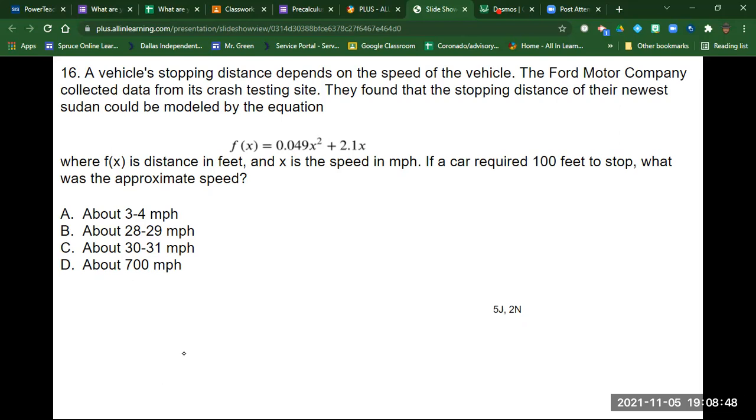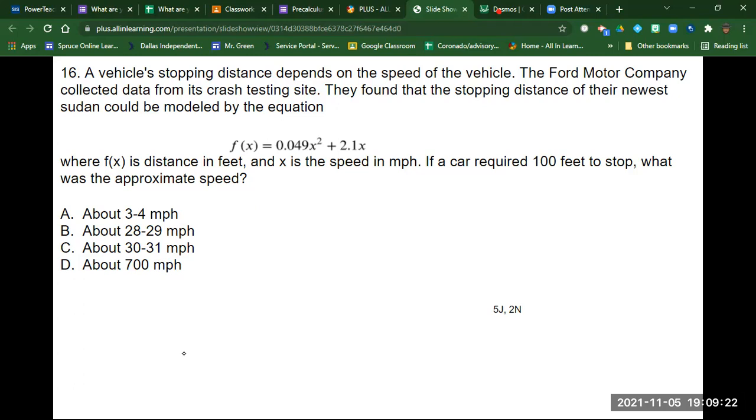Let's go to the next one. All right. And we're going to use a graph on this one too. All right. You read that. Okay. We're going to graph this function, and f of x is the distance in feet. So f of x is 100. We're trying to find the speed, which is x. So how fast does this car need to go? How fast will the car be going if it required 150 feet to stop?